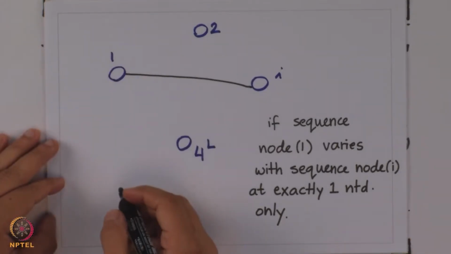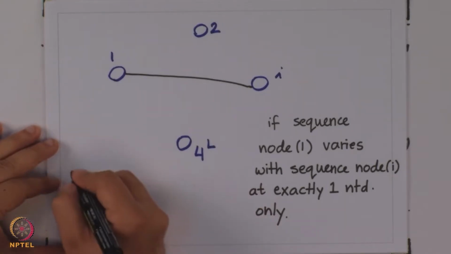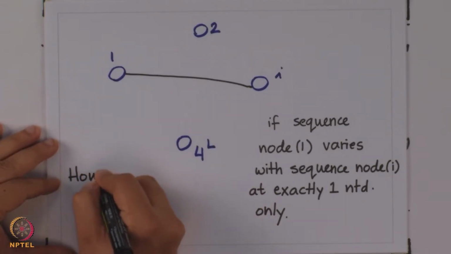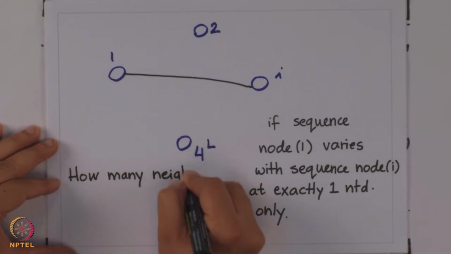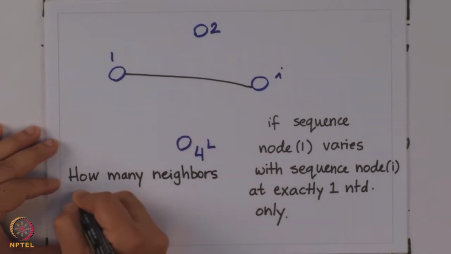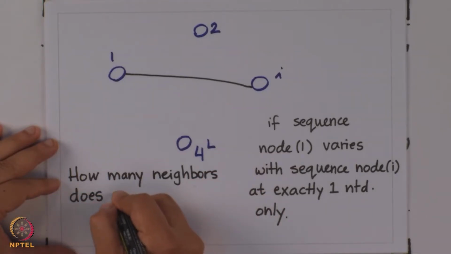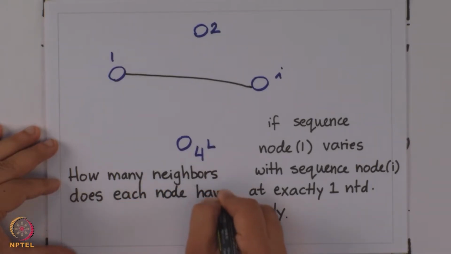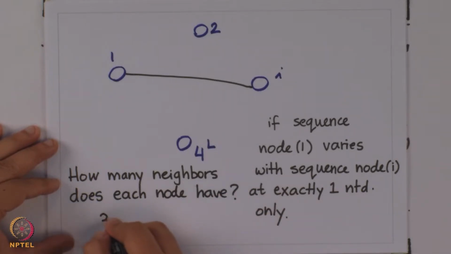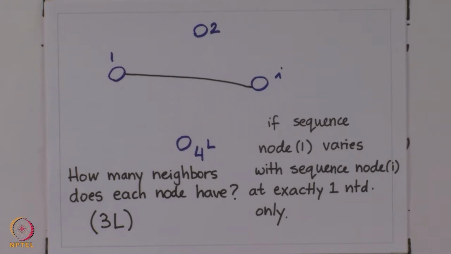And then we had moved on to talk about how many neighbors does each node on this graph have. And the answer to that was 3 to the power L, because for every position in this DNA sequence of length L, the variation between a node and its neighbors could be at any one of those L positions.